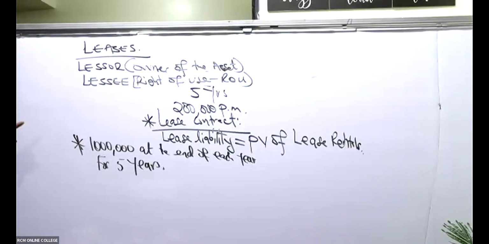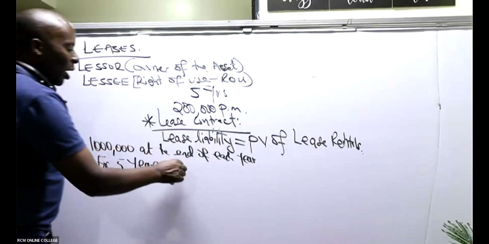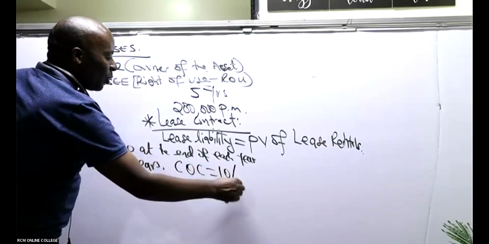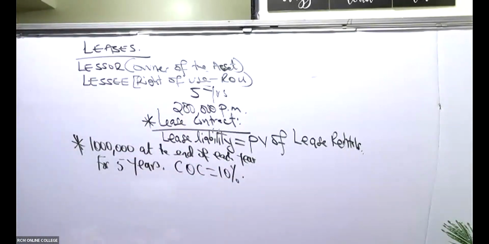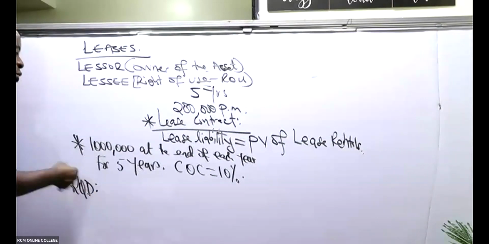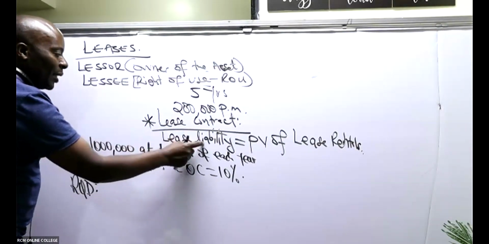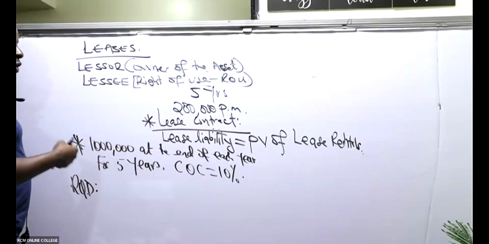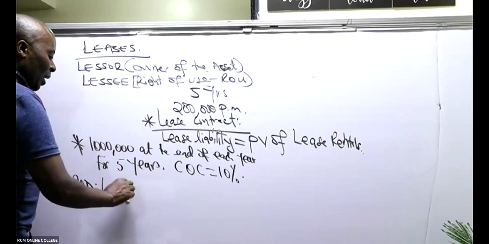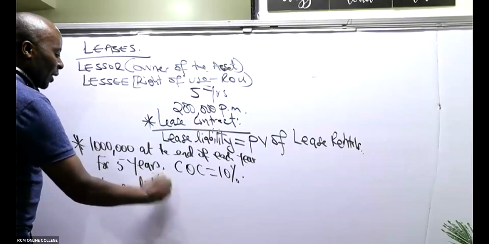So in this case, the lease rental is 1 million shillings every year, at the end of each year, for 5 years. And then they have given us the cost of capital as 10%. Now, ladies and gentlemen, we are required to do something very simple. We are required, first of all, to know the amount of lease liability we owe. So how do we get the lease liability?